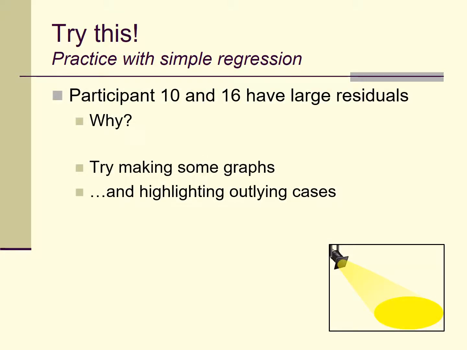So in our data set, if you're looking really closely, I set up this data set particularly to have two cases, participant ID number 10 and participant ID number 16, that have fairly large values for their residuals. These are values which are not ridiculously large, but are large enough that you might want to look into that a little more closely. You might ask, well, gosh, why does the model do relatively poorly in predicting or describing the data on the outcome variable for these two cases? How can we explore that? Well, we could try to make some graphs, and we could try to highlight who those outlying cases are.